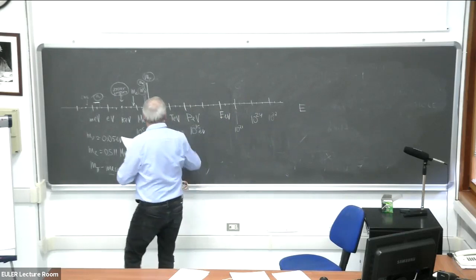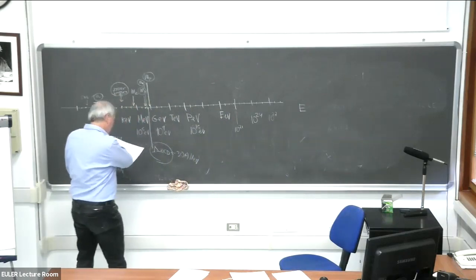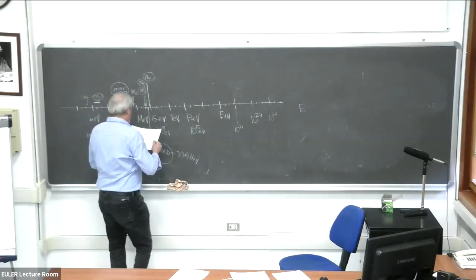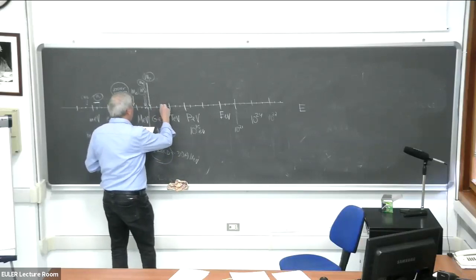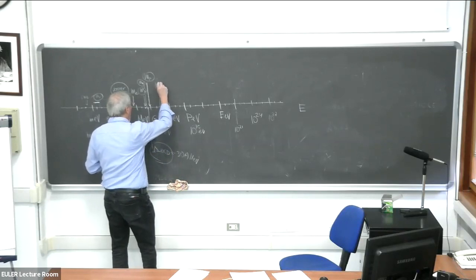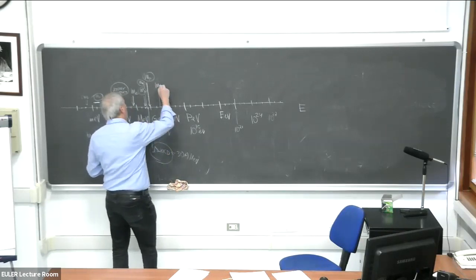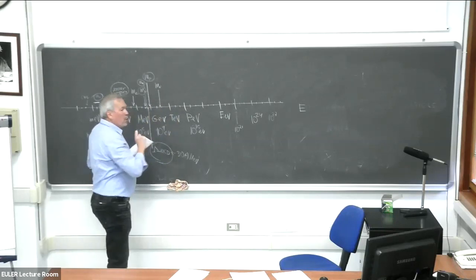Okay, so let me finish this and then I can probably discuss more. Now important other scales are the following. The mass of the W boson is somewhere around 82 GeVs. And this is the scale of weak interaction.